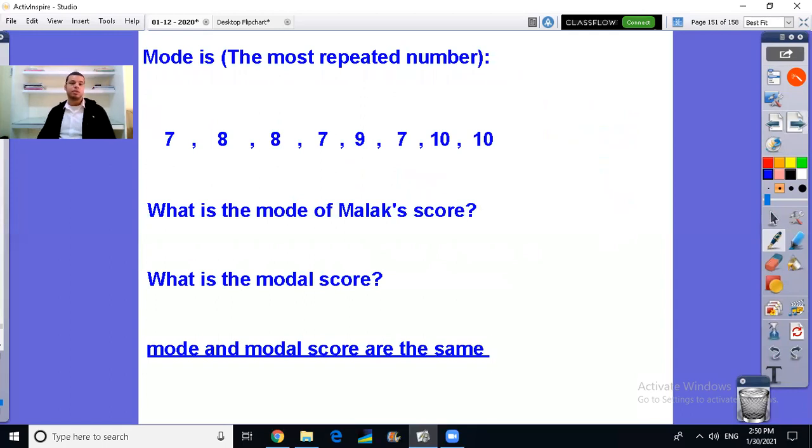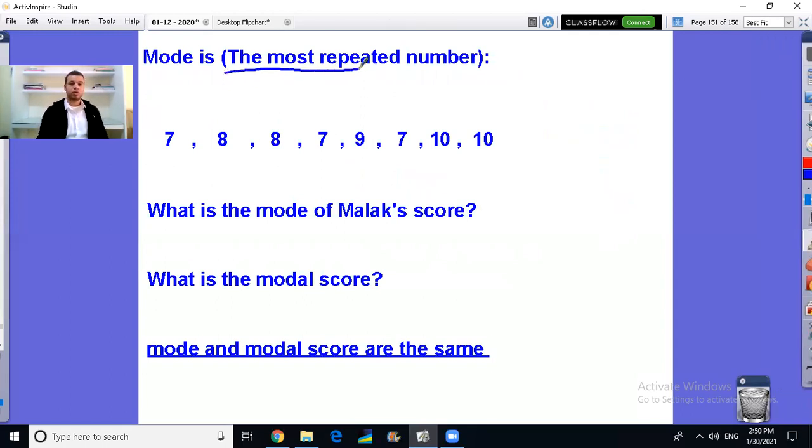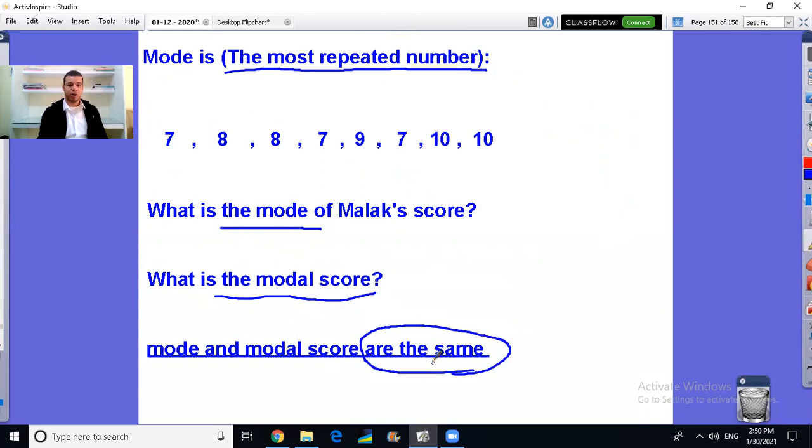Even easier than this is the mode, which is the most repeated number, as you see here. The most repeated number in the list is your mode. So here, for example, what's the mode of Malik's score? Or it can be asked to you in another way, guys. They might say, what's the mode or what's the modal score? Both of them are the same. So the mode and the modal score are the same. Okay, guys? They both mean what is the most repeated number in the list.